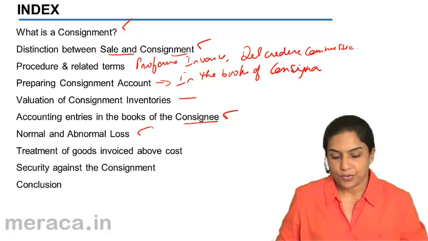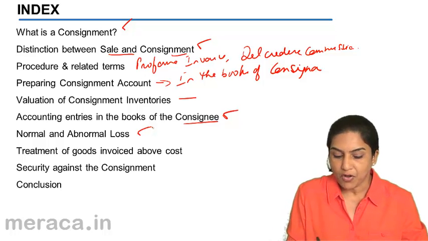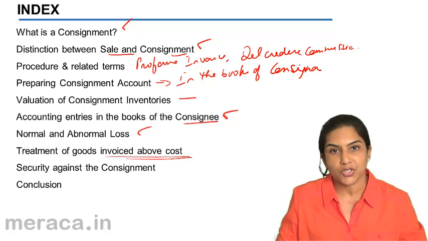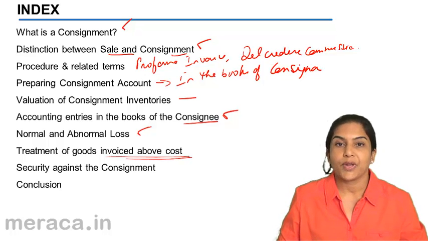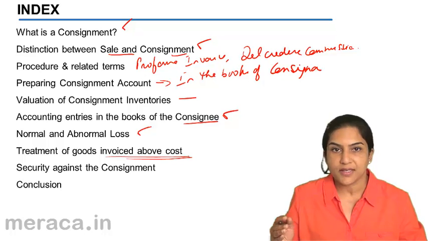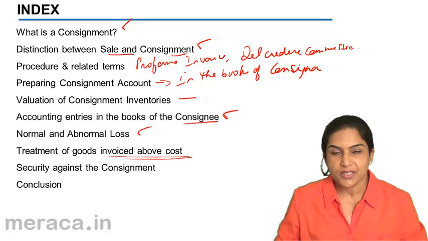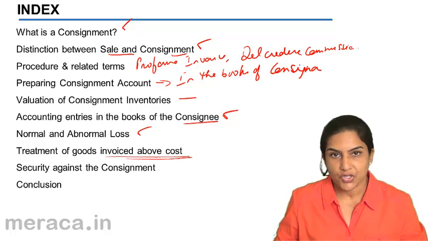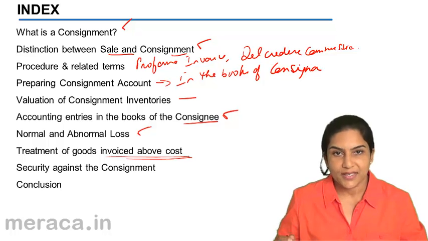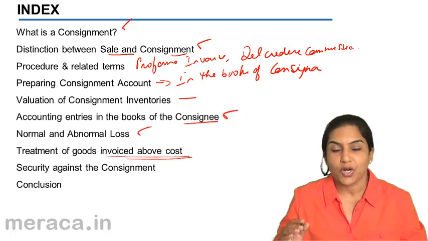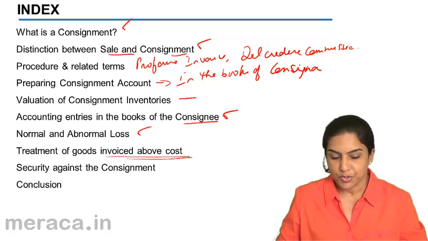Next, we come to the concept of treatment of goods invoiced above cost. Sometimes when goods are sent by the consignor to the consignee, the price at which it is sent is higher than the cost. Why is it done and what are the accounting entries involved is what we will discuss under this module.